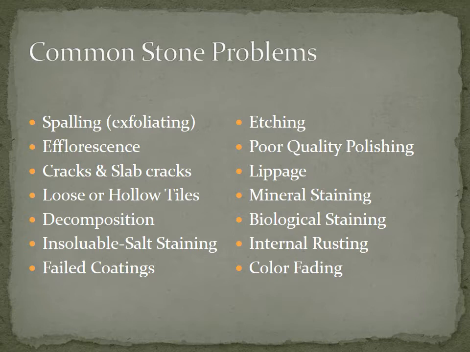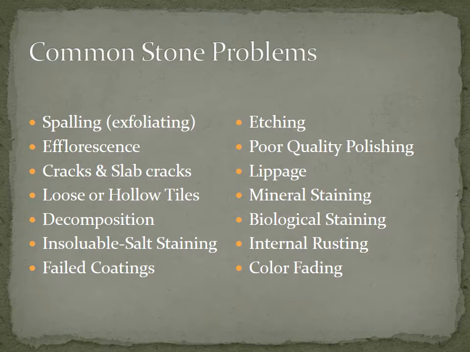Efflorescence is a moisture problem where moisture from the slab underneath is just making its way to the surface, and the moisture goes away into the air, but the minerals that were carried in the moisture leave a deposit on the top of the stone, and it looks like a little white crust or like snow.